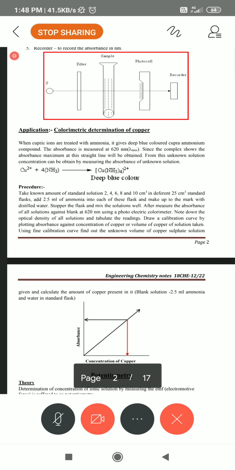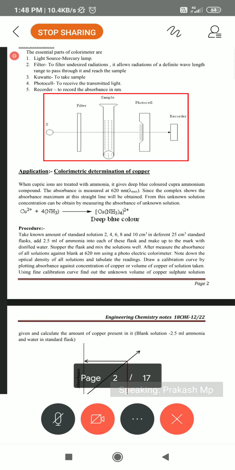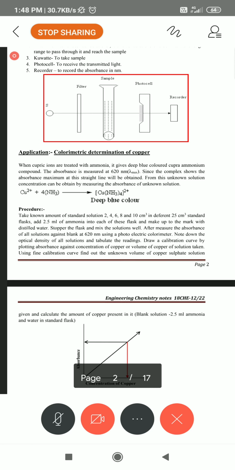Then you will take one more 50 ml volumetric flask. You can fill this into the cuvette, keep it in the space provided for the cuvette, and then take the absorbance readings. The absorbance you have taken is 0.12.